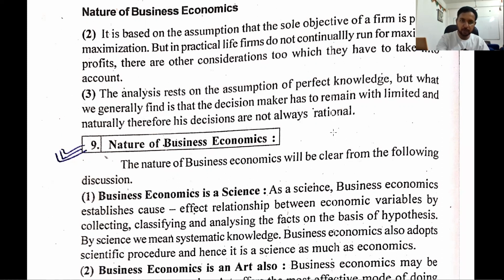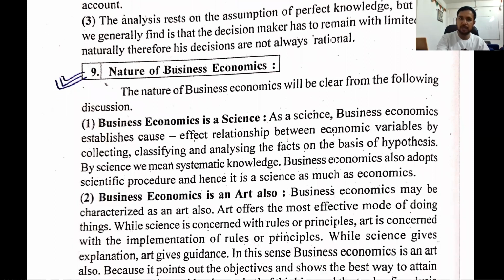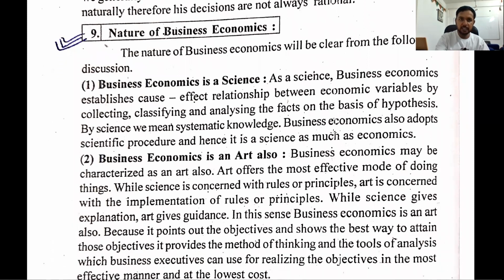Now the next point on the screen is the nature of business economics. We will see it one by one. The first one is business economics as a science. How can we relate business economics with science? Guys, we know very well that science has certain rules, certain conditions and certain principles. In science it is fixed that if you do this, you will get this. If you throw a stone in the sky, it will come back to the land. This is what science says.